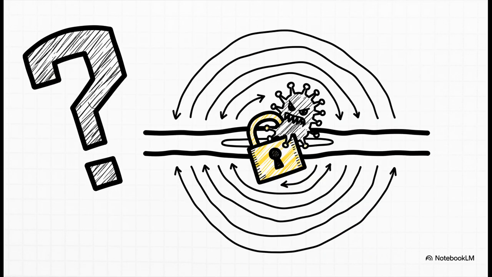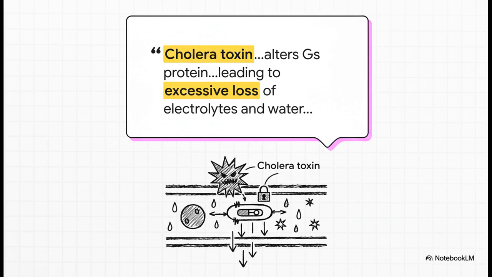Blocking a signal is one thing, but what if something could actually hijack the system and lock a switch permanently in the on position? That's the devastatingly effective strategy of the cholera bacteria. Its toxin actually modifies that stimulatory GS protein we talked about, jamming it so it can't ever turn off. This one tiny molecular switch, when it gets stuck, forces intestinal cells to pump out catastrophic amounts of water and electrolytes, which leads to the awful symptoms of the disease.